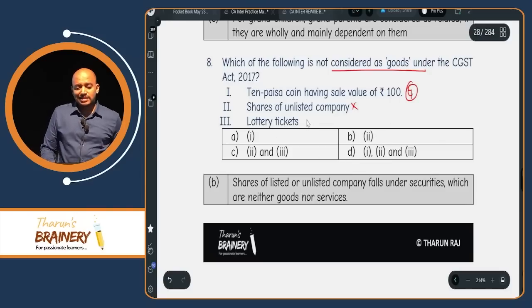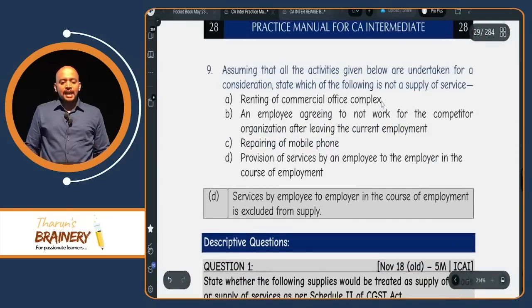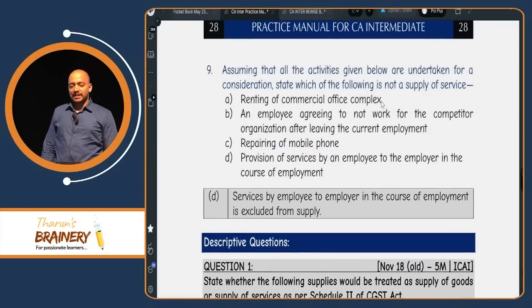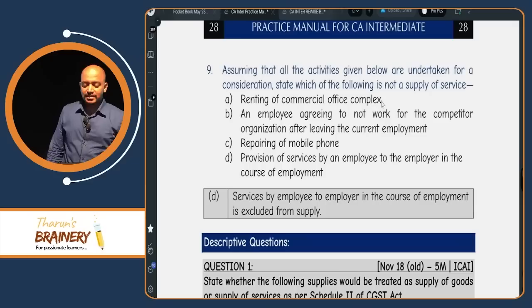Securities. Lottery tickets are treated as goods. Yes. So what is not considered as goods here? Only shares of unlisted company. That is option B. Then, assuming that all activities given below are undertaken for a consideration, state which of the following is not a supply of service.